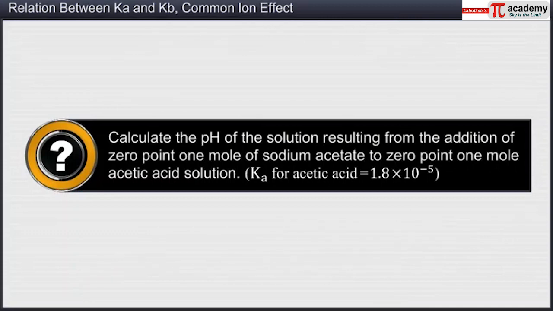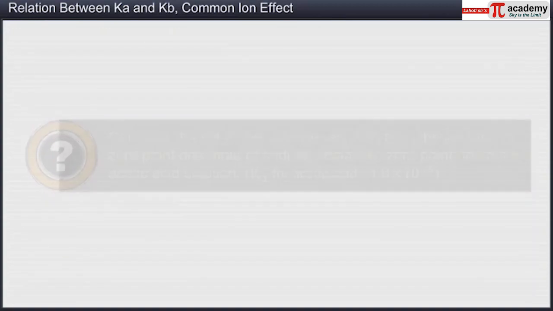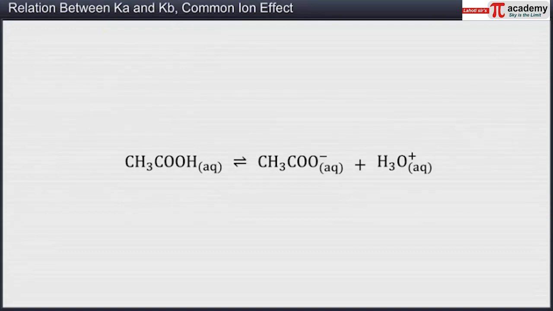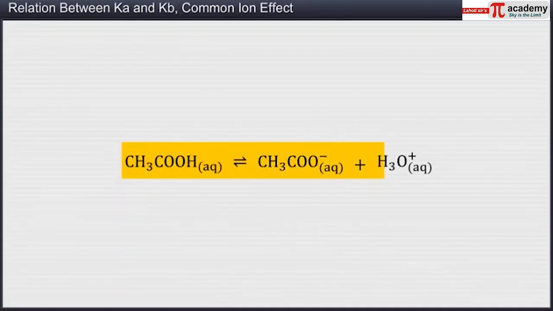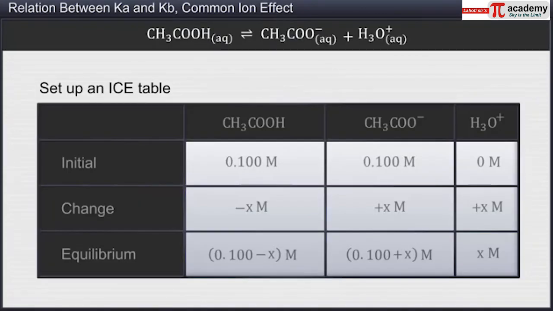Calculate the pH of the solution resulting from the addition of 0.1 mole of sodium acetate to 0.1 mole acetic acid solution. Ka for acetic acid is equal to 1.8 × 10^-5. The dissociation equilibrium of acetic acid in water may be represented as CH3COOH(aq) in equilibrium with CH3COO-(aq) plus H3O+(aq). To determine the equilibrium concentrations of the substances, set up an ICE table.